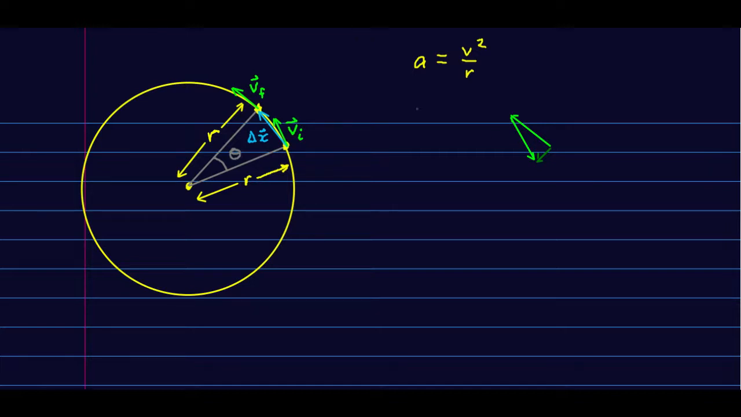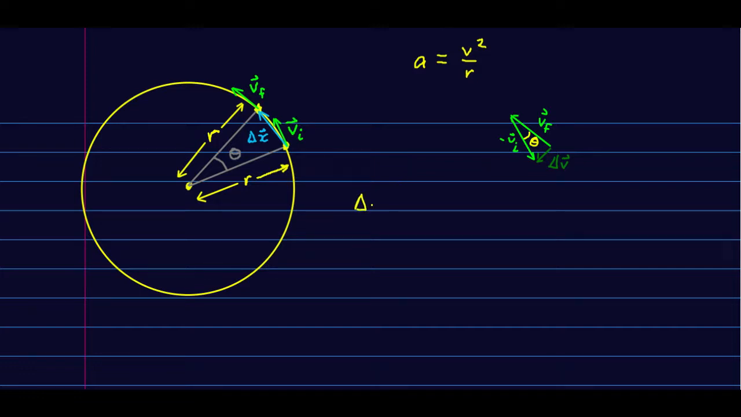And hopefully you can see where this is going, because delta V is our way of getting to A, right? So there's VF and minus VI. And the crucial thing to notice is that this angle in here is theta, the same angle as is in here. And that means these two triangles are similar. And whenever you have similar triangles, then ratios of side lengths are the same.